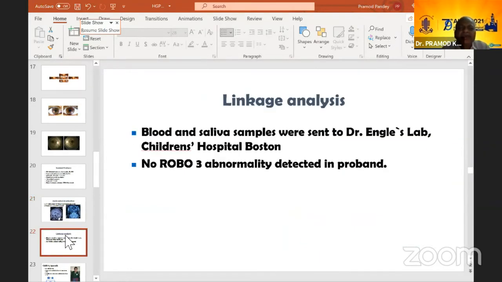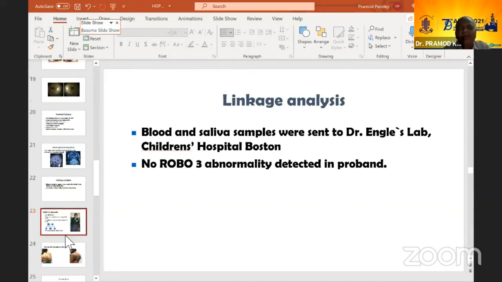Now, linkage analysis: we had sent blood and saliva samples to the Boston Children's Hospital, to Engle's lab, and they did not find any ROBO3 abnormality in this cohort, but they are still looking at it. The process is still on. I don't know the latest of what they have done, but initially they did not find any abnormality.